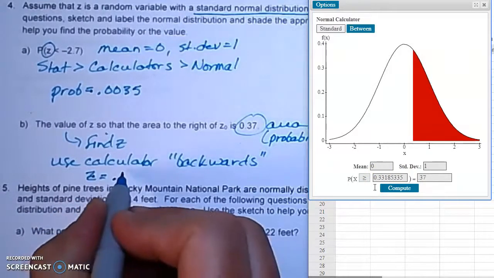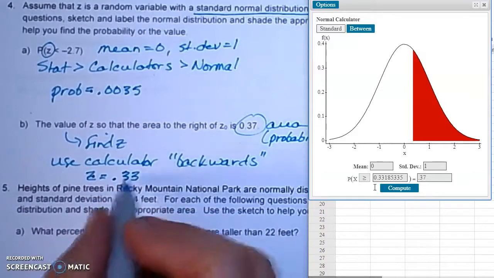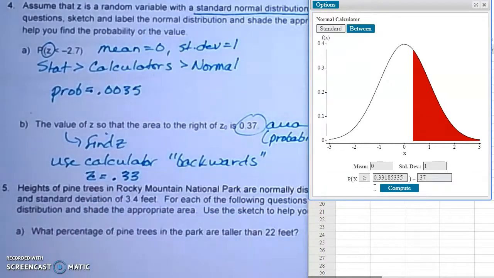Usually with z values we round those to only 2 decimal places, but that would depend on the directions in the problem that you're doing. And it's a good idea to check with these and make sure that the shading is going the correct direction. In this one we wanted the area to the right, and it's the area in the right end of the graph that's being shaded.